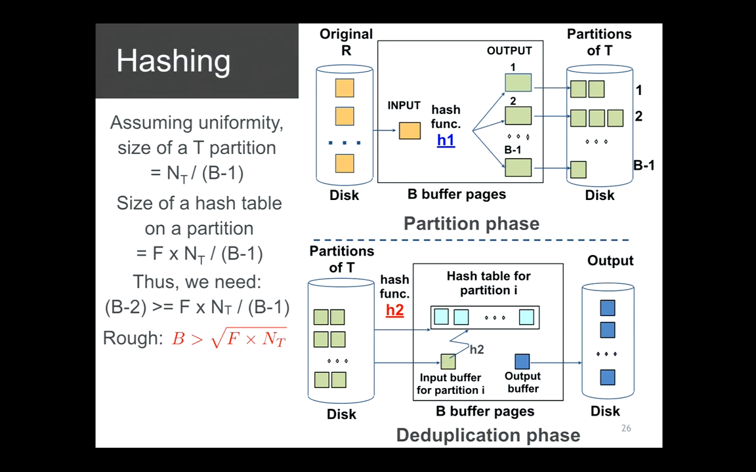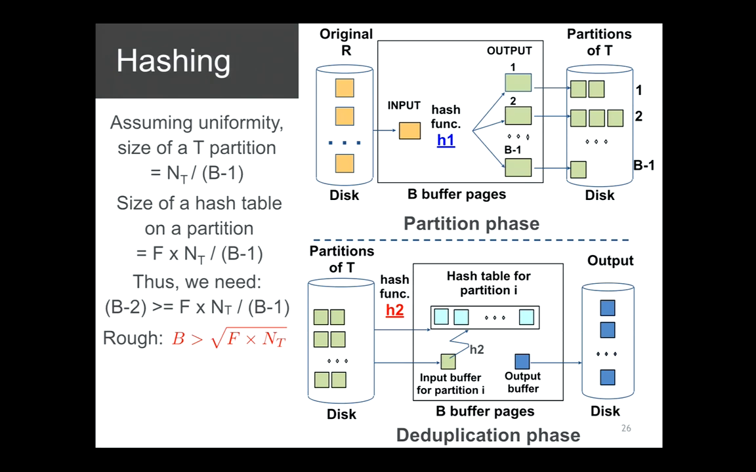NT is the number of pages in the temporary file after you throw out the non-projection list attributes, without deduplication. F is the fudge factor, and now you're taking the square root of that. That is a very strong reduction. Even if NT is in the millions, the square root will bring it down to the thousands. That's a dramatic reduction, and all you need is that many buffer pages for this two-phase algorithm to work and give you the final result.